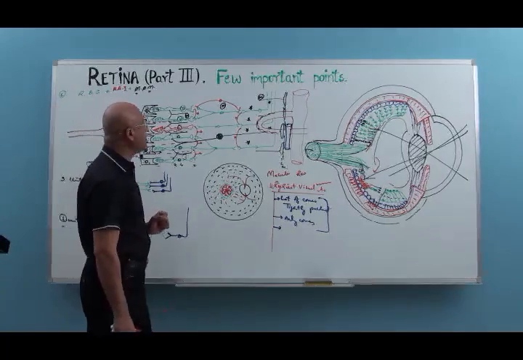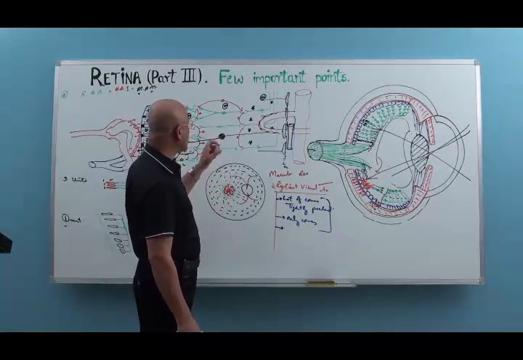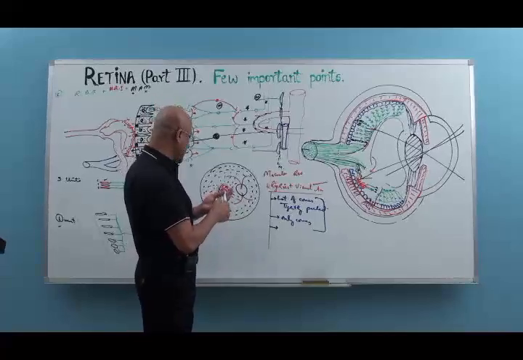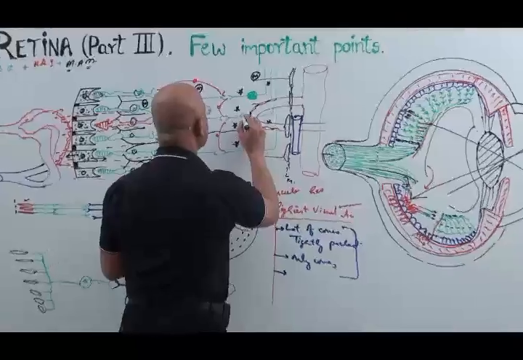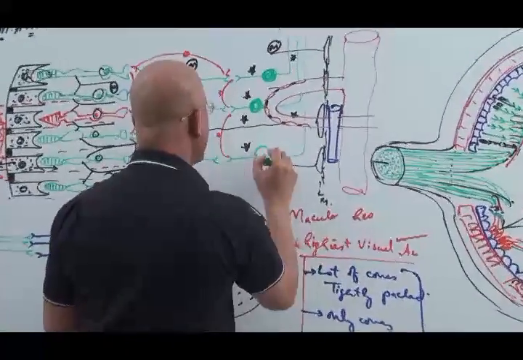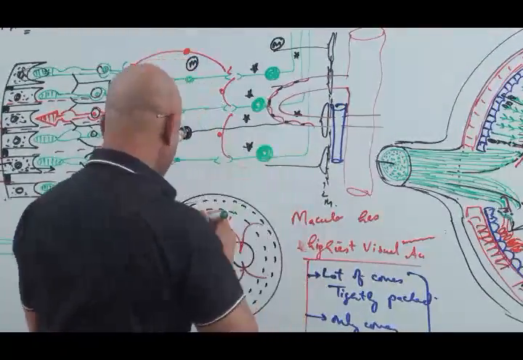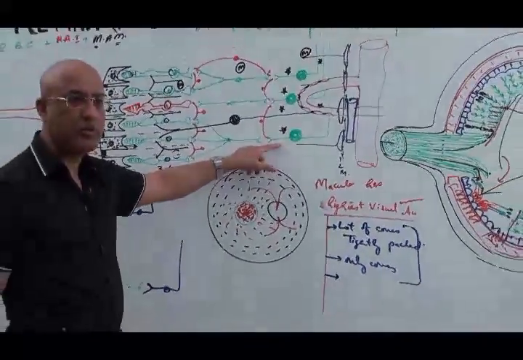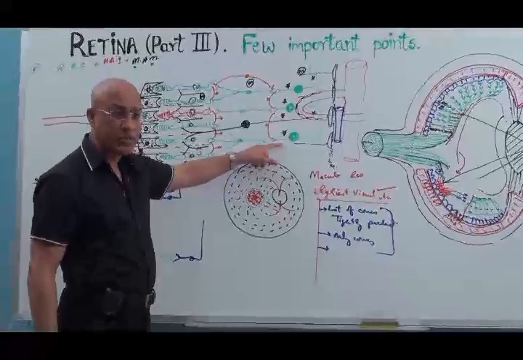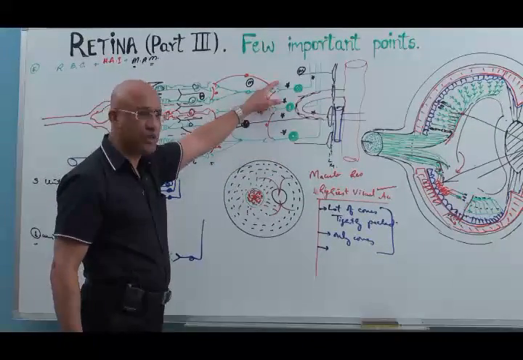Now we come to another point. Something special about the ganglion cells. Where are these ganglion cells? These are here, right? These are ganglion cells. As I told you in previous lectures, the ganglion cells are the only cells in the retina which have voltage gated sodium channels, so they are able to produce action potentials.